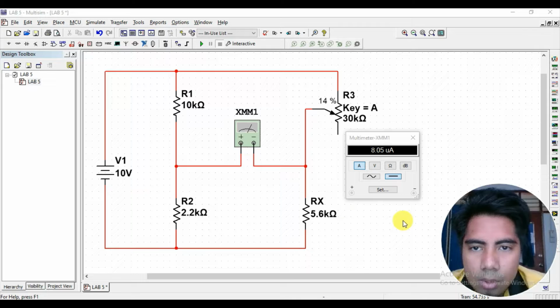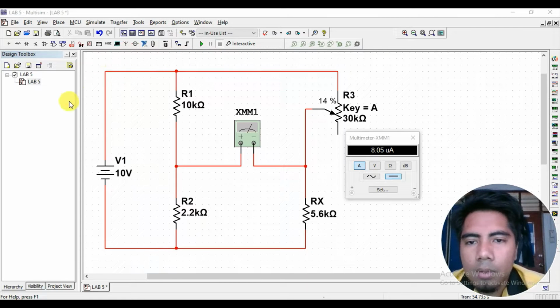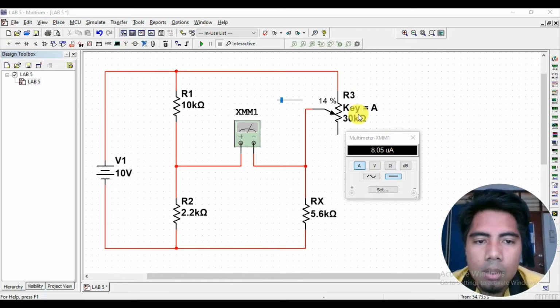Today I will explain about the simulation for the lab experiment. First of all, for the first activity, this is the process that I need to run the simulation for the circuit given in the lab sheet. This is the value for all the components, and the potentiometer I set to 14% to get to the nearest value of 0 at the multimeter.